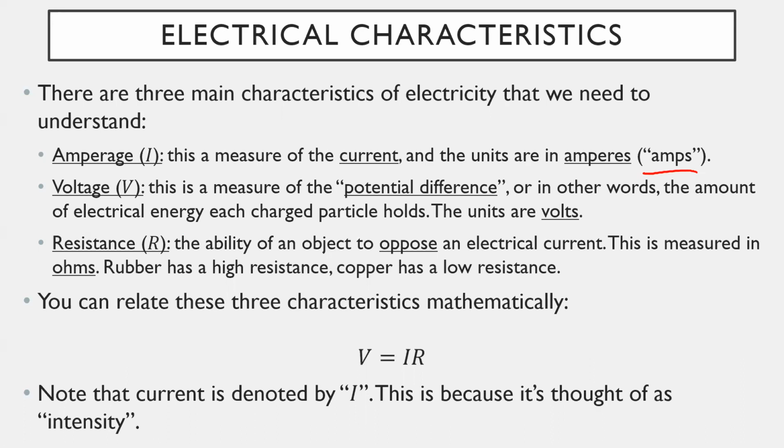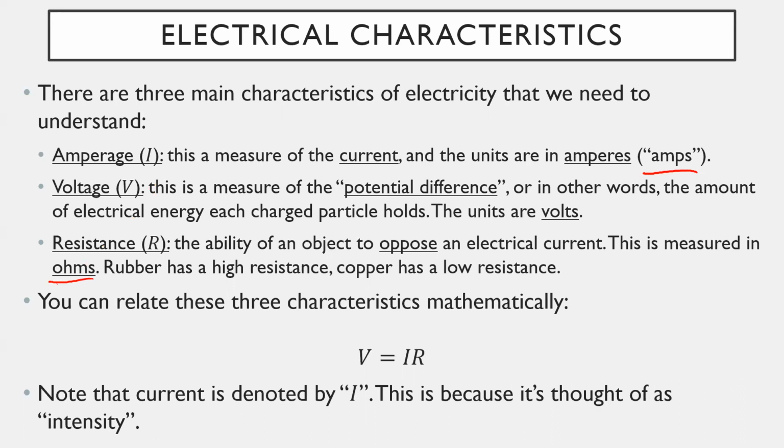The last one that we need to know, which your textbook, at least in this section, hasn't referred to, but I thought we really should bring it up right now to make it clear, is resistance, which is the capital R when it's in a formula. Resistance is the ability of an object to oppose an electrical current. This is measured in a unit called ohms. We'll talk about that a little bit later today.